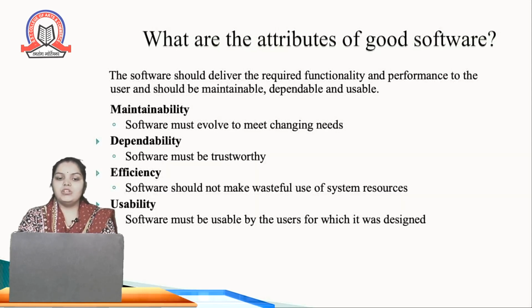The main attributes for good software are maintainability, meaning the software must evolve to meet the changing needs; dependability, meaning the software must be trustworthy; efficiency, so the software should not make wasteful use of the system resources; and the next one is usability, so the software must be usable by the user for which it is designed.